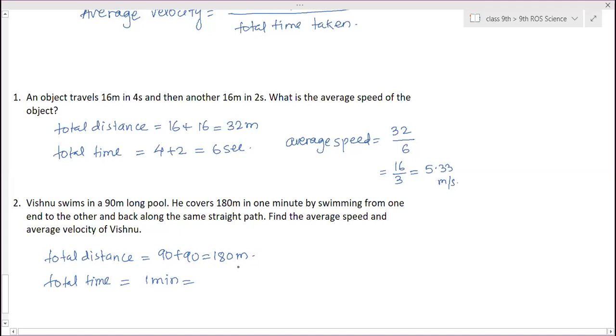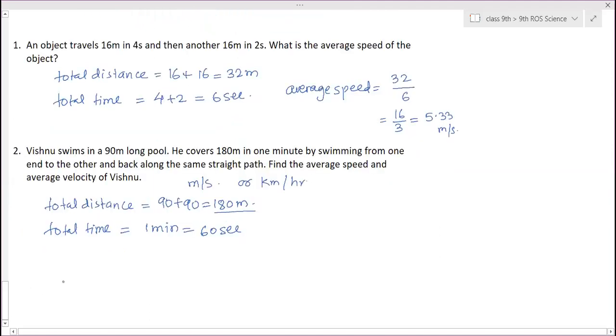We have the distance in meters, so time should be in seconds. You can calculate only in meter per second or kilometer per hour, no other units should be used. Total distance is given in meters, so time should be in seconds. 1 minute is equal to 60 seconds. So 180 by 60, that is 3 meters per second. The average speed is 3 meters per second.